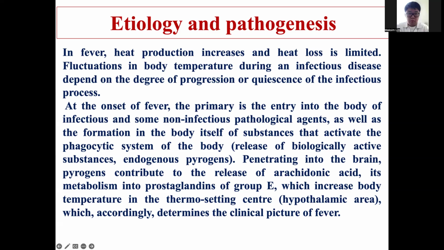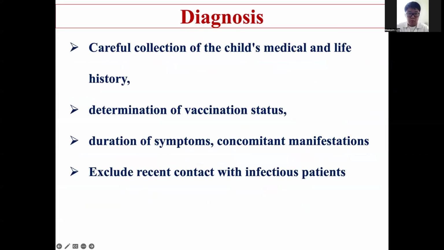Pyrogens contribute to the release of arachidonic acid and its metabolism into prostaglandins of group E, which increase body temperature in the thermostatic center, which is located in the hypothalamic area, which accordingly determines the clinical picture of fever.